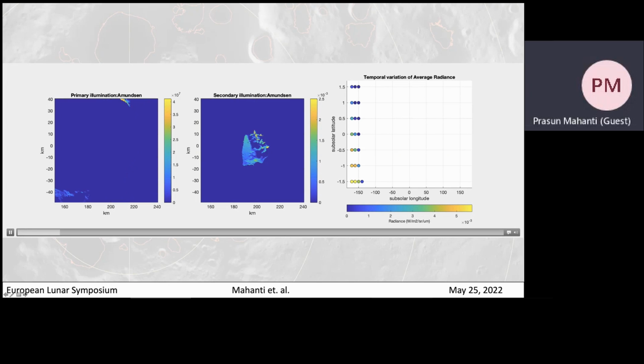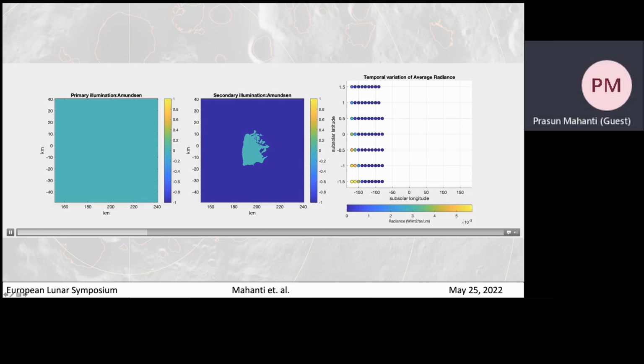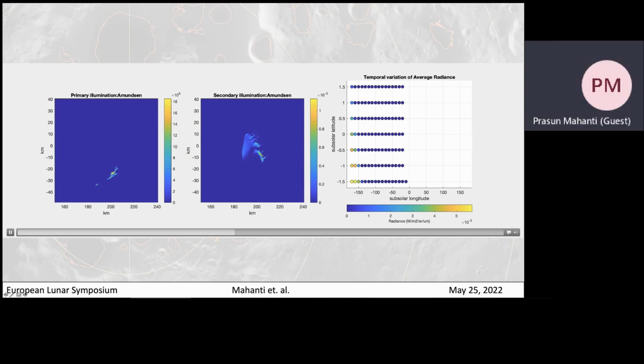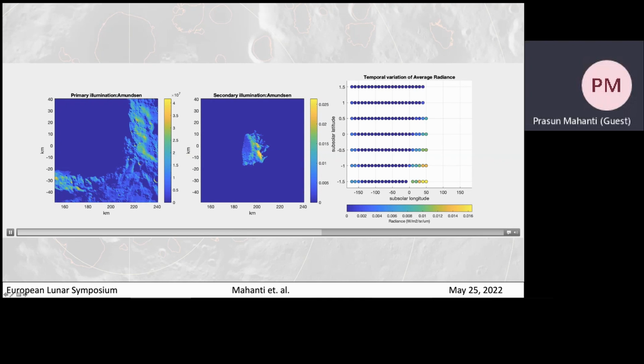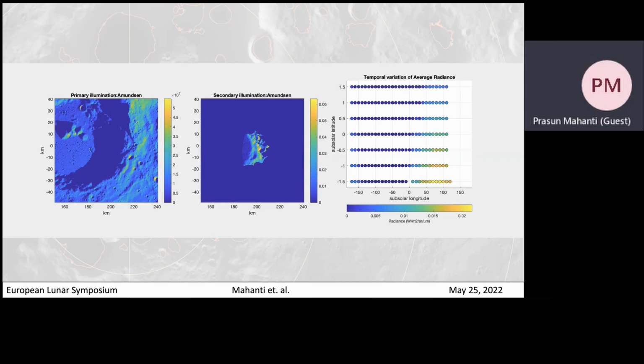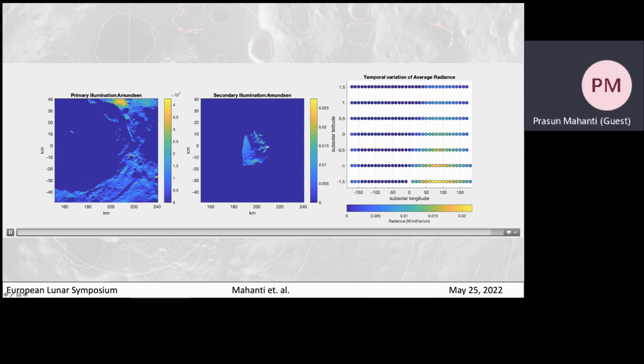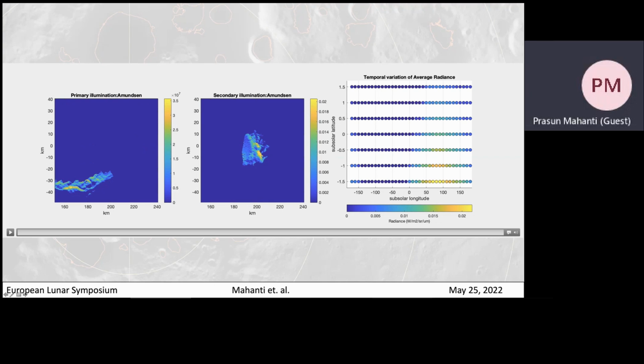So this is the Amundsen crater. On the left-hand side is the direct solar illumination, which is happening on the walls of the crater. And on this part, you will actually see the indirect reflected illumination inside the PSR. This whole simulation is over a period of 18.6 years, right? And on the extreme right-hand side, this plot shows at what point in the subsolar time, latitude and longitude, you have the maximum illumination inside the crater, the secondary illumination.